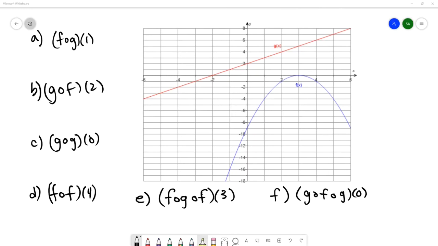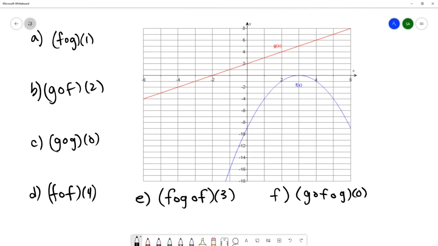On this question, we're given two graphs on the same coordinate plane. We're given the graph of G, which is this straight line here, and we're given the graph of F, which is this parabola. And we have some questions related to those functions involving the operation of composition. So in part A, we have F composed with G of 1.